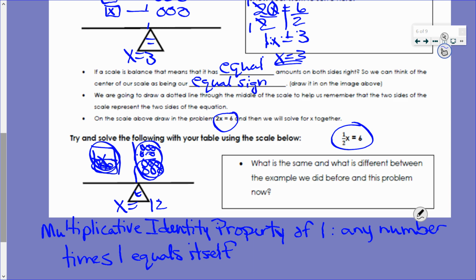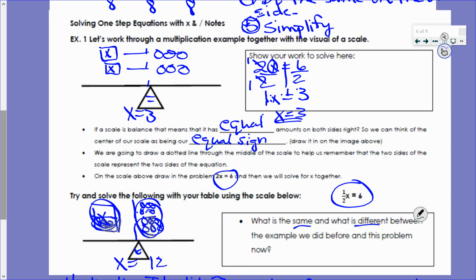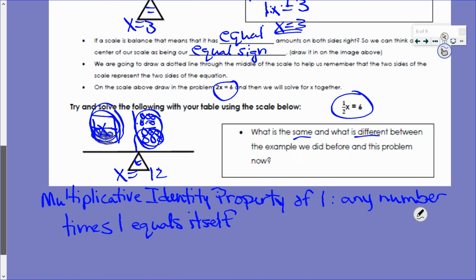Are you sure? Because you guys struggled a little on that one. Makes me worry a little bit. Okay? So, there's not a ton of room, but what is the same and what is different between these examples? What was the same, Ethan? They both have a value of x on one side and a number on the other, right? What was different? This one I had multiples of x. This one I had parts of x that I was trying to find. Make sense?